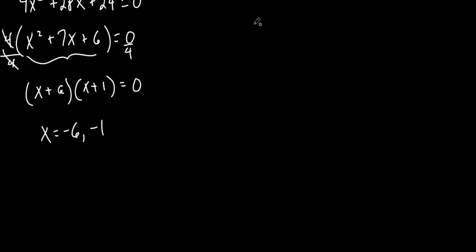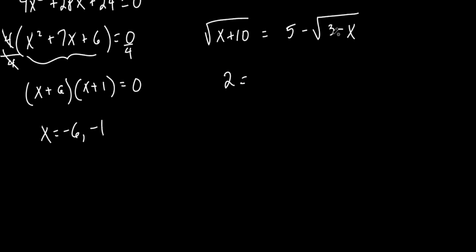All right, so let's write down, I'll just do it right here. I'm going to write down the original problem. This is actually a pretty easy check. Square root of x plus 10 equals 5 minus square root of 3 minus x. All right, so let's check the negative 6. Negative 6 plus 10 is 4, square root of 4 is 2. Put a negative 6 here. 3 minus a negative 6 is 9, right? The square root of 9 is 3. 5 minus 3 is 2. It works. So I can circle negative 6.